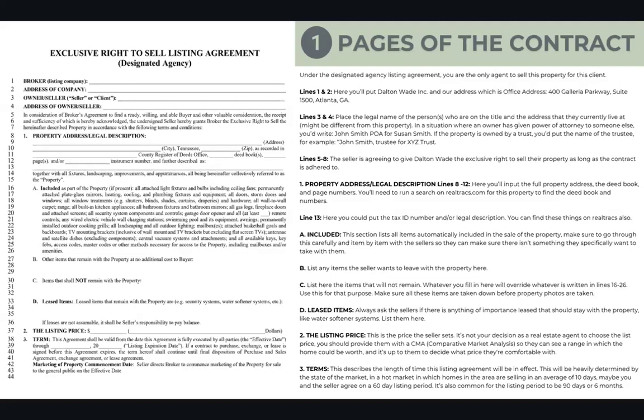Number 3 is the terms. So this describes the length of time the contract agreement will be in effect. This will be heavily determined by the state of the market. In a hot market in which homes in the area are selling for, say, 10 days, maybe you and the seller agree on a 60-day listing period. It's also common for the listing period to be 90 days or 6 months.